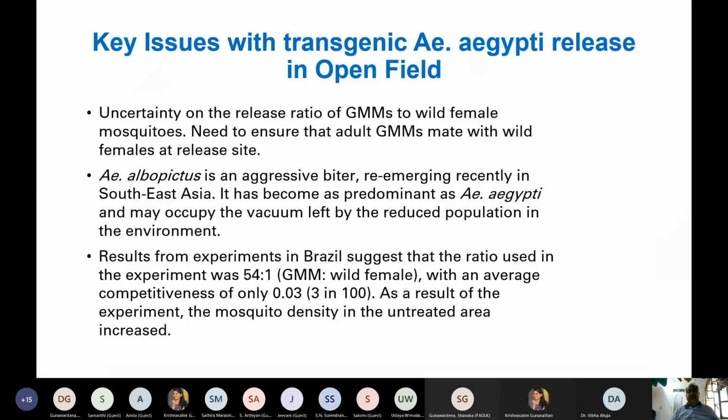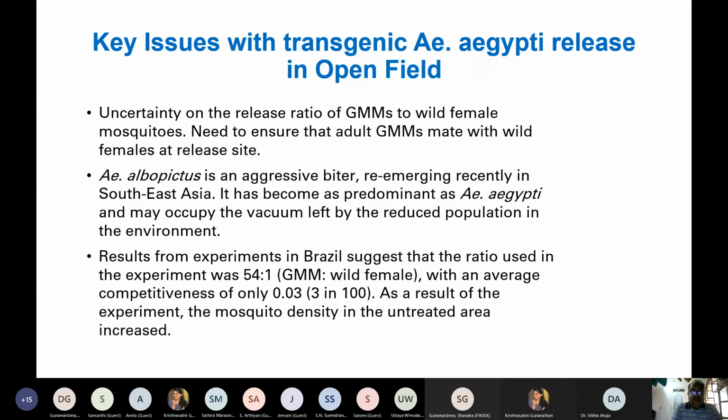Now, there are certain key issues associated with the transgenic Aedes aegypti release in open field, and these are to be very, very strictly observed because some of them are very challenging, they are very disturbing as well. Number one is that there is always a sense of uncertainty on the release ratio of the GMM to the wild population mosquitoes. This has to be ascertained by using mathematical models because in Brazil, in experiments performed in Iragaga urban area, it was found that the ratio used was 54 GM mosquitoes to one wild.